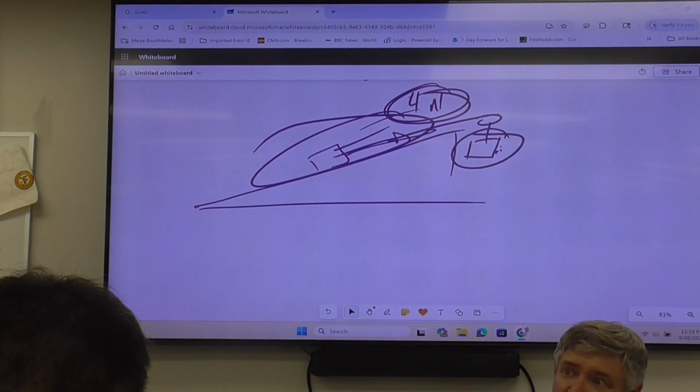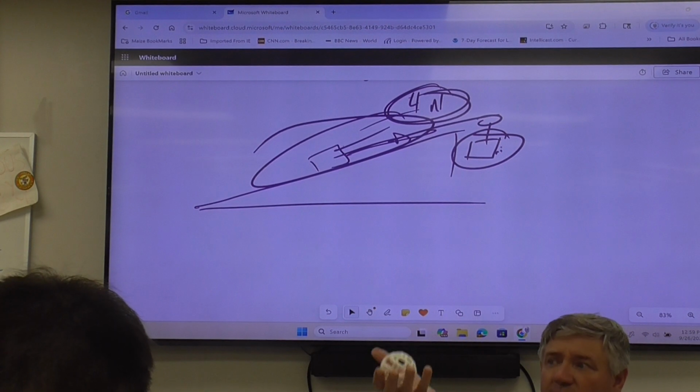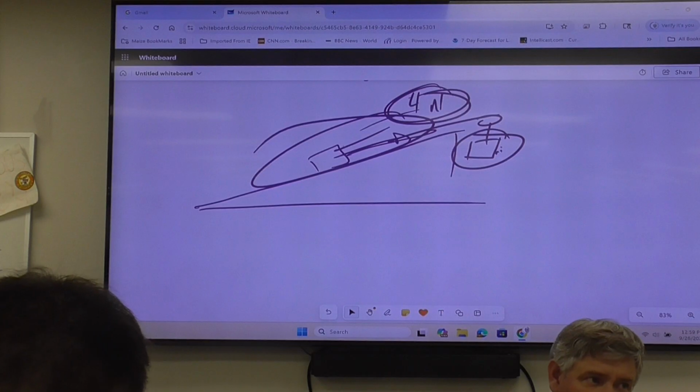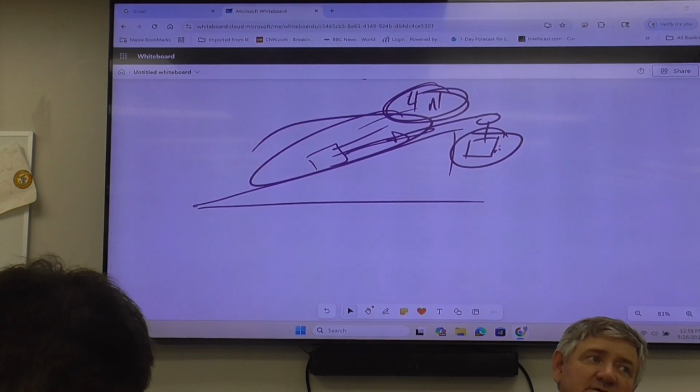Okay? That makes sense. So that would be like me lowering this. The motion is down, but I'm still applying an upward force. Okay?